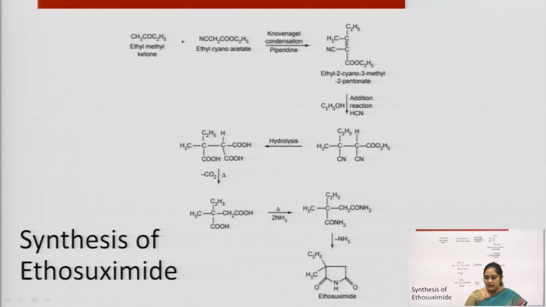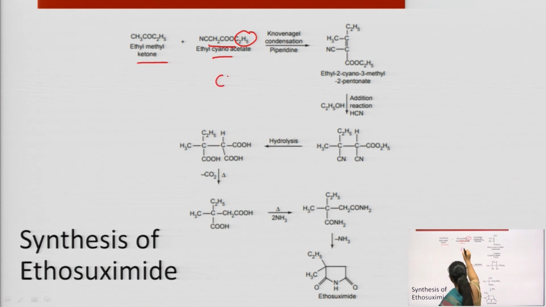And this is the synthesis of ethosuximide. First of all, there is ethyl methyl ketone. This is treated with ethyl cyanoacetate. What is this? This is ethyl acetate. Acetate is CH3COO, here CH2COO, because one hydrogen is replaced by the substituent, that is cyano, CN.